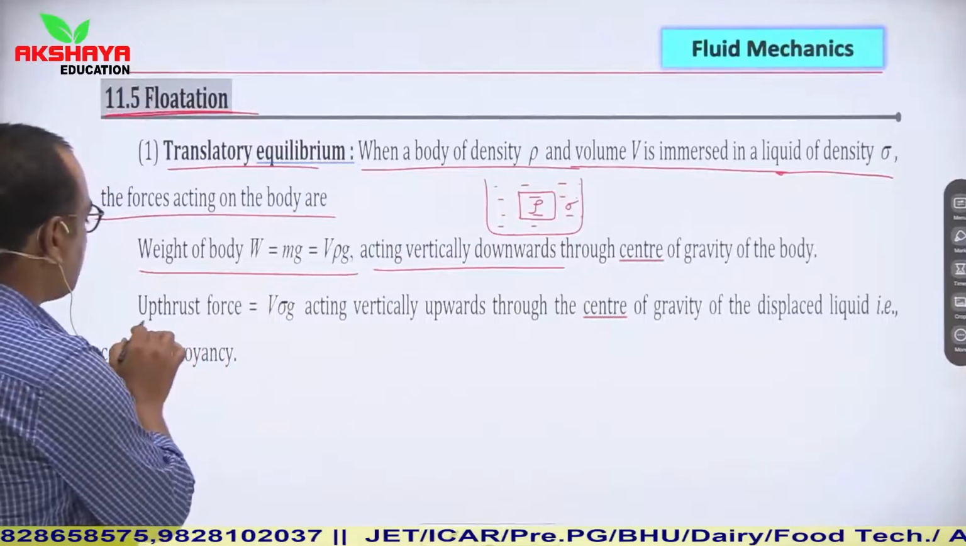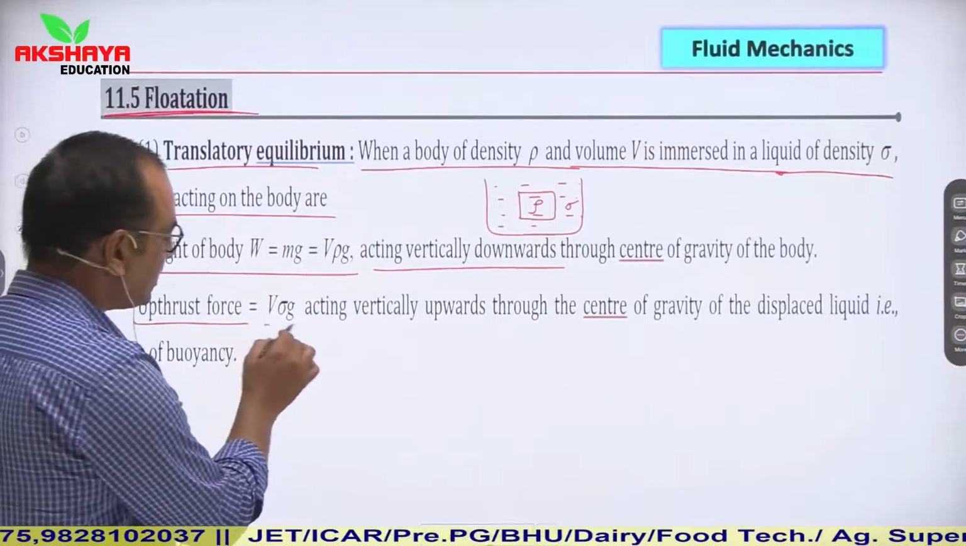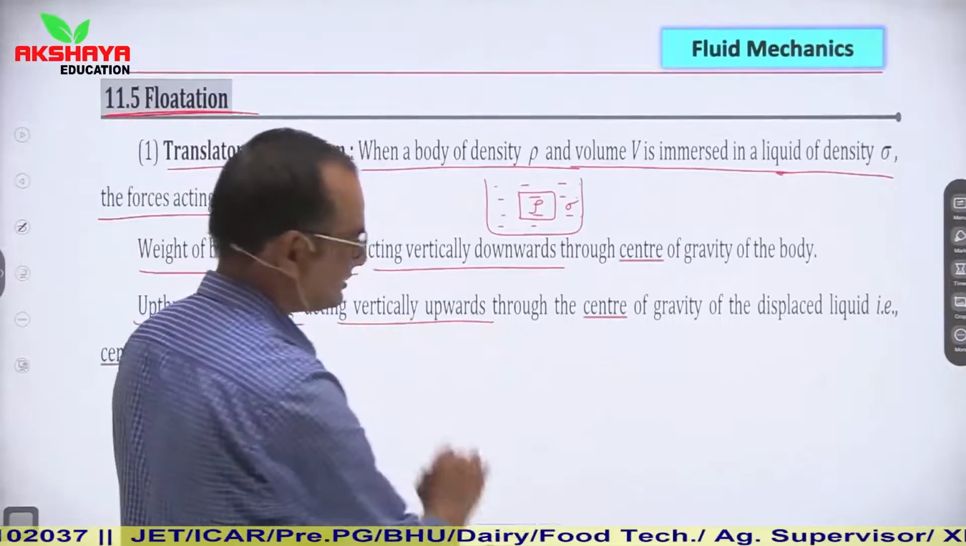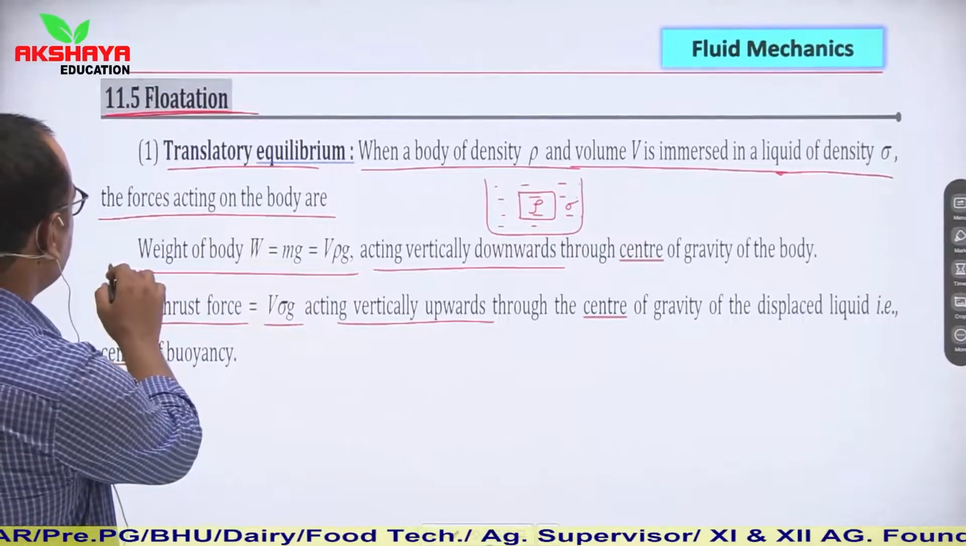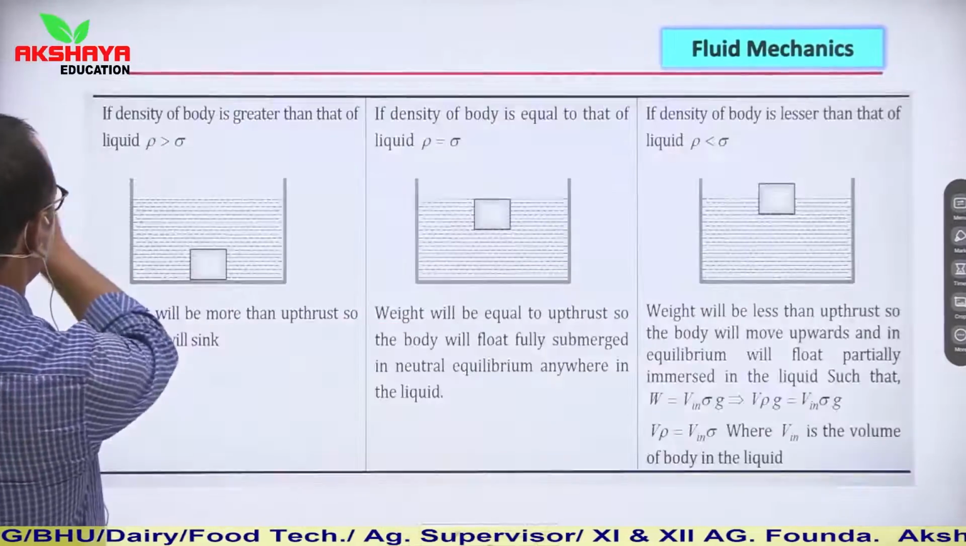Clear? The next force is the upthrust force. Upthrust force is V sigma g. It always acts vertically upwards. Clear? So these two forces are acting: the weight of the body and the upthrust force.